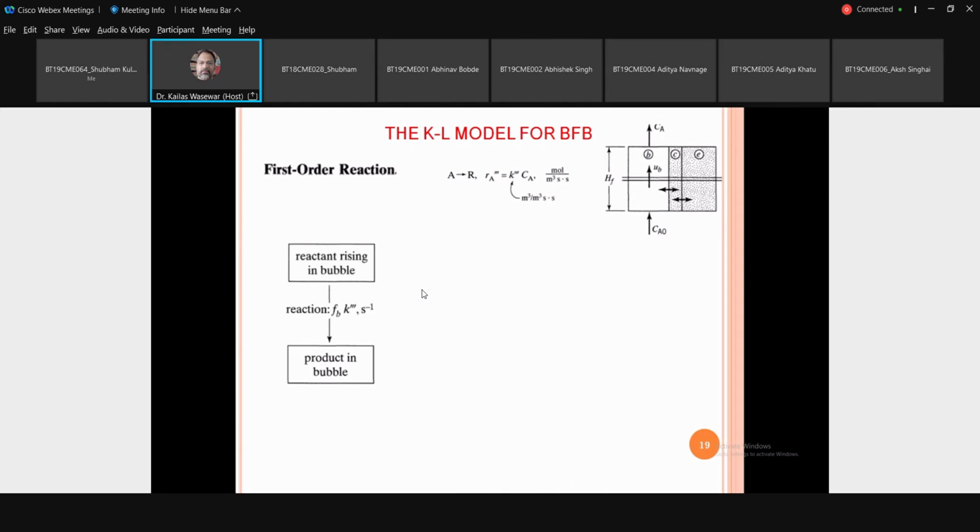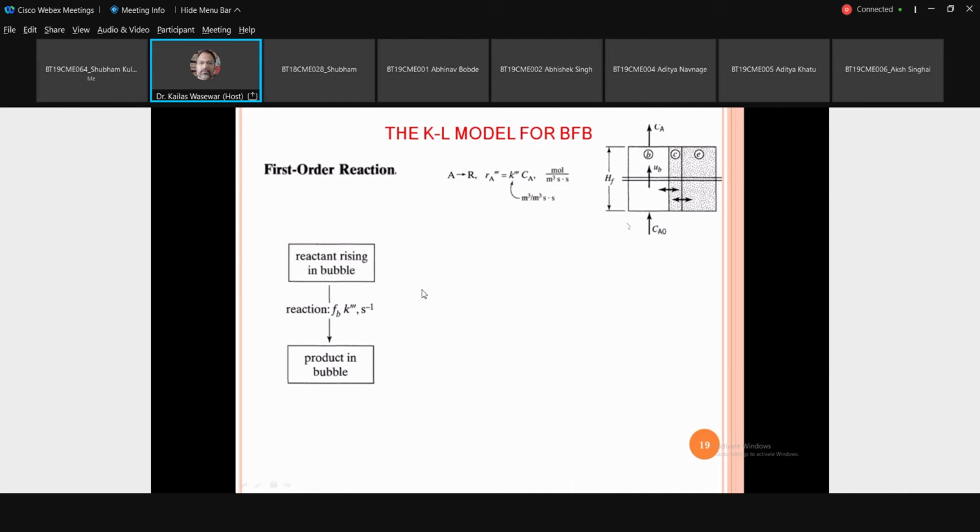Now here, take the example of how we can use this particular model for a first order reaction: A gives R, a first order reaction. Pictorially you can draw the bubble, cloud, and emulsion, so kind of a film. The concentration will be CA0, CA. Then there is the exchange, Kbc and Kce. So the reactant is rising in the bubble.